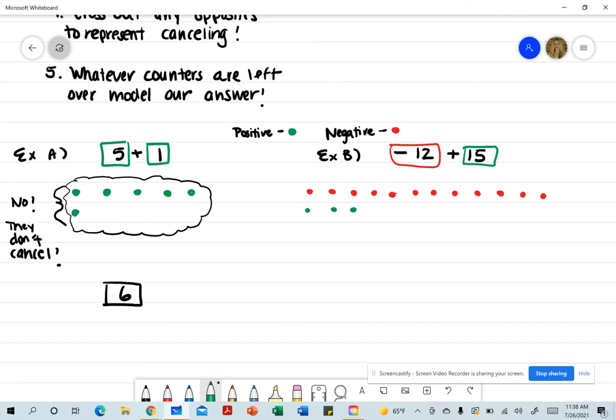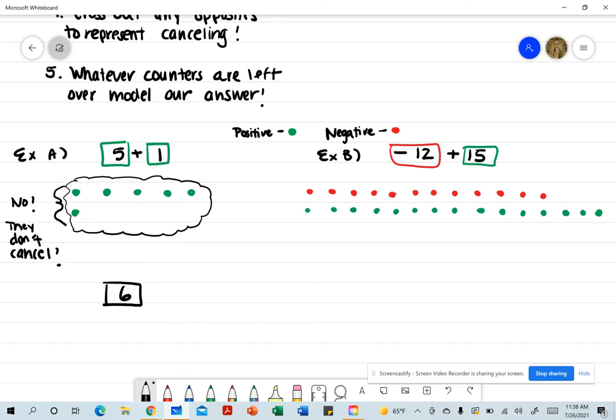1, 2, 3, 4, 5, 6, 7, 8, 9, 10, 11, 12, 13, 14, 15. Notice again, it's neat. It's not dots just everywhere. It's really important that we're neat in integer counters or else it gets lost.